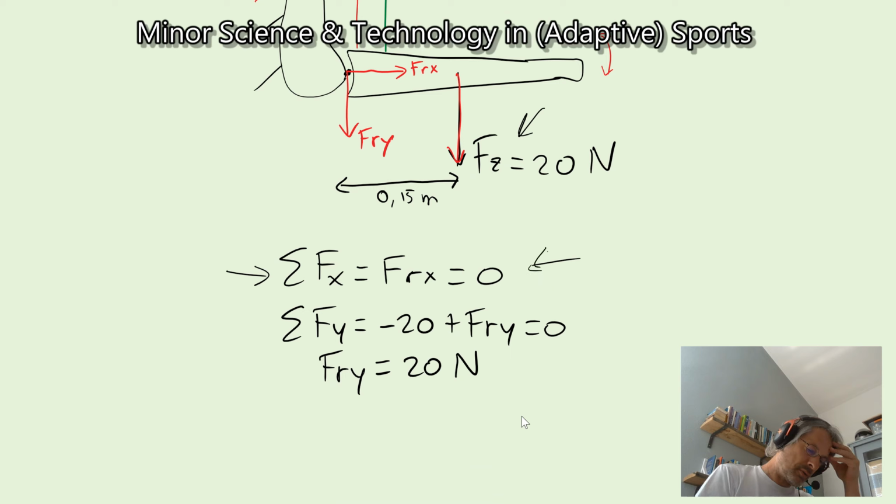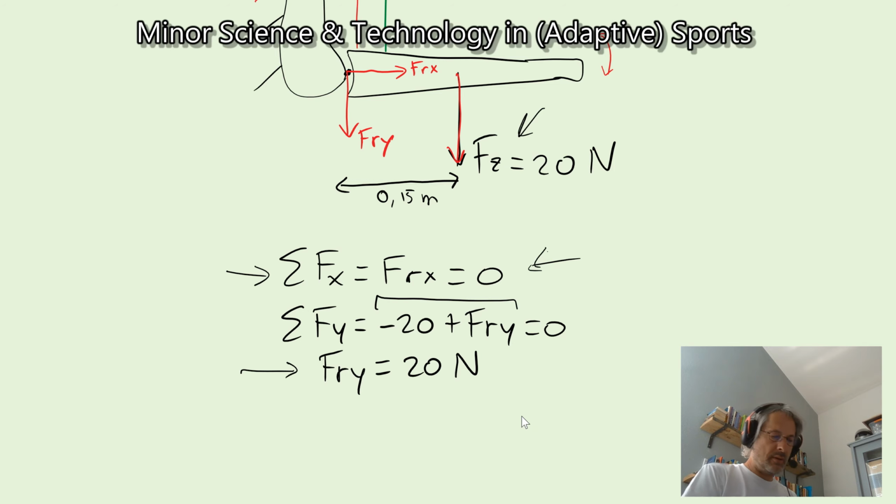Now for the vertical direction, we have Fry, but we also have the force of gravity. And if you add these like this, then they should also equate to 0. Well, and that gives us the solution for Fry, namely 20 newtons. So far so good, this is very easy, but now what we are going to do is take the sum of the torques, the sum of the moments.